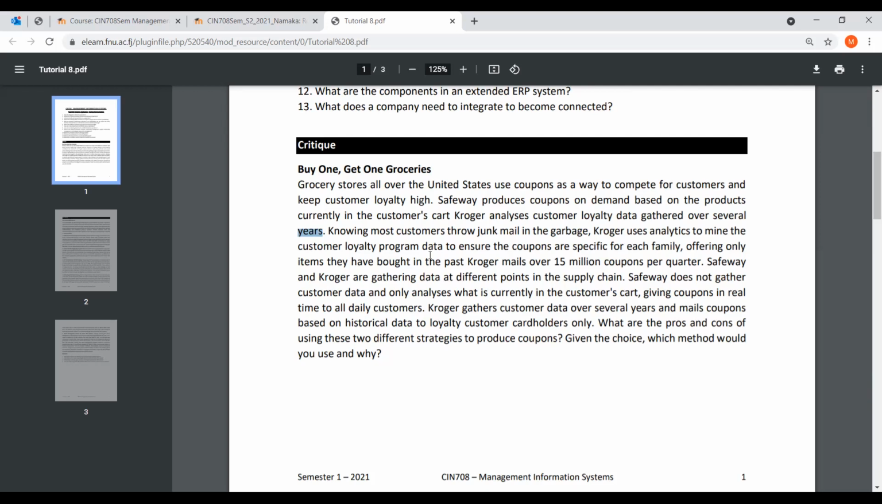Now, if you look overall at Safeway and Kroger, which one has a better business model, Safeway or Kroger? Can we have some discussion flowing in? So what do you think?